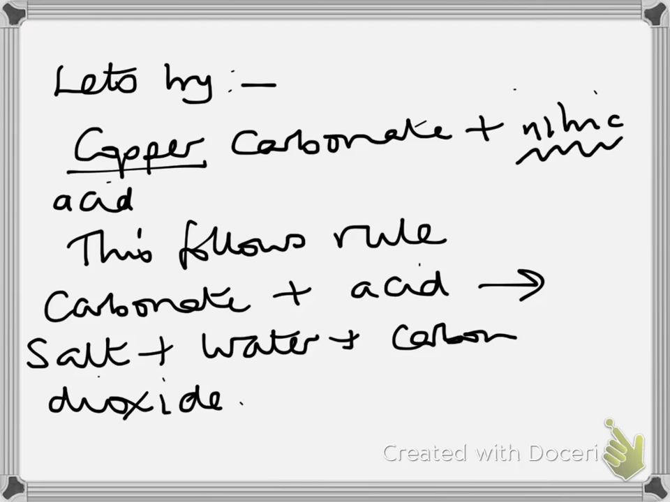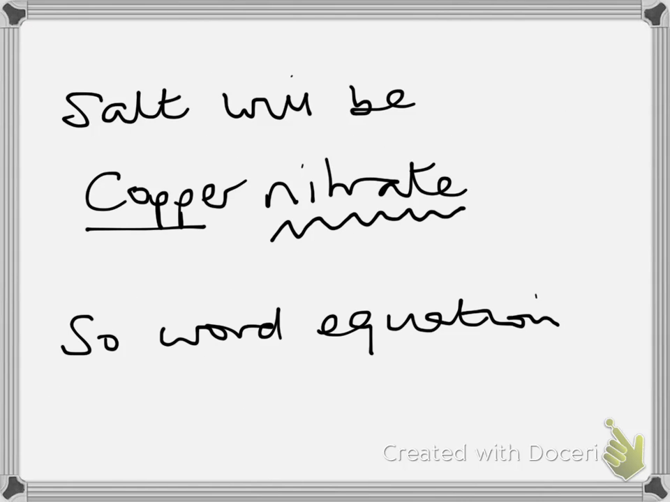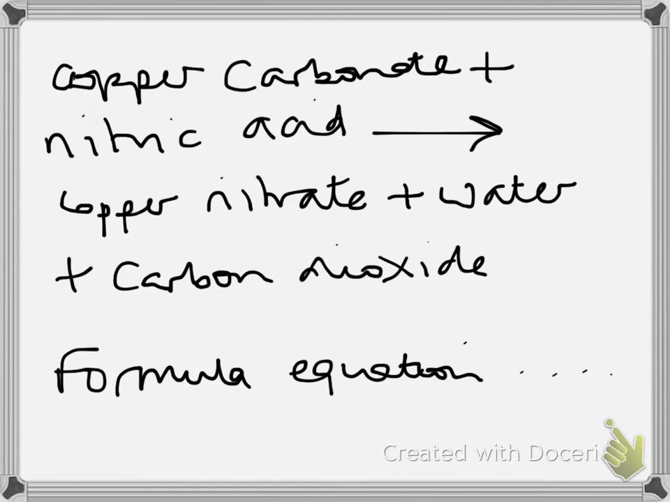Let's try a carbonate this time. So if we're going to try copper carbonate and nitric acid, following the rule carbonate plus acid makes salt, water and carbon dioxide. The salt will be copper nitrate, so when you're putting together the word equation, copper carbonate plus nitric acid would make copper nitrate as the salt, plus water, plus carbon dioxide.